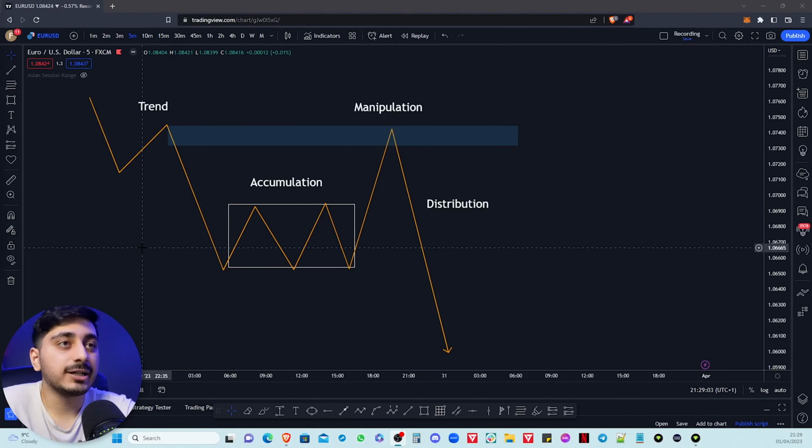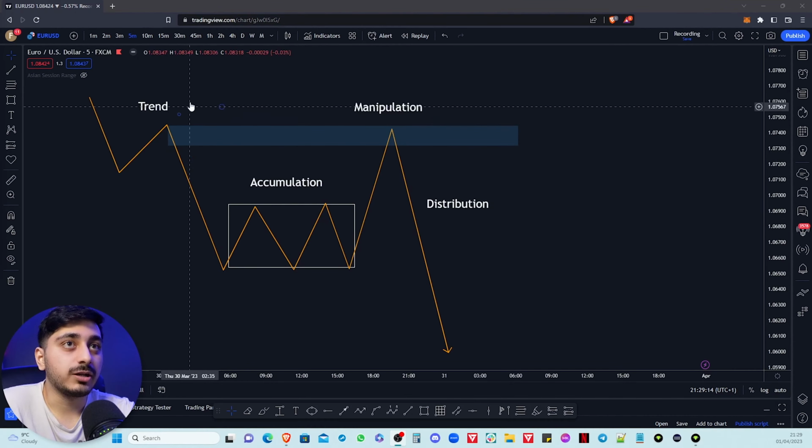Power of 3 really has three main components to it. The first one being accumulation, the second one being manipulation, and the final one being distribution. And the fourth one I have here is trend, and essentially all that's there for is to tell us which way price is moving in terms of the higher time frames, essentially which way price is trending.